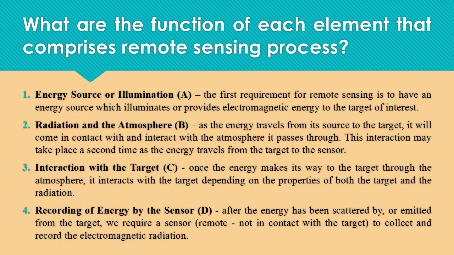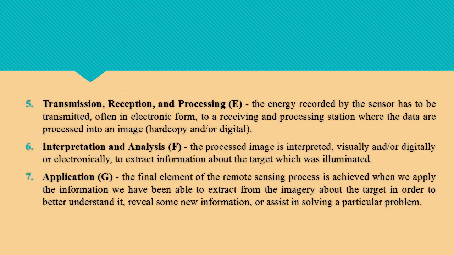C represents interaction with the target. Once the energy makes its way to the target through the atmosphere, it will interact with the target depending on the properties of both the target and the radiation. D represents recording of energy by the sensor. After the energy has been scattered by or emitted from the target, we require a sensor in order to collect and record the electromagnetic radiation.